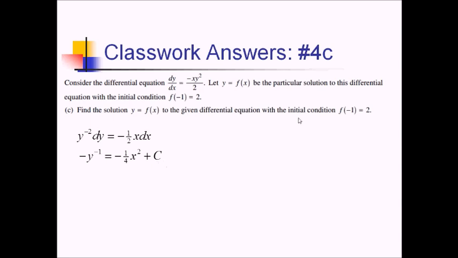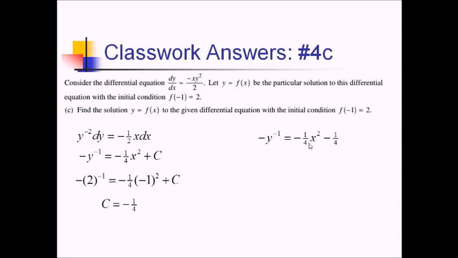Now it's time to plug in that initial condition. So on the left side, I'm plugging in 2 for y, so this is negative 2 to the negative 1. On the right side, I'm plugging in negative 1 for x, so negative 1/4 times negative 1 quantity squared plus c. And on the left side, this is really negative 1/2, which it'll be convenient to think of as negative 2/4. Over here, I've just got negative 1/4. Adding that to the left side, I have negative 1/4 overall for my c value. And now I'll just plug that back into the general solution up here.